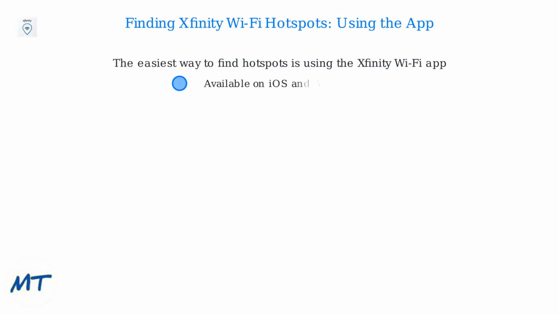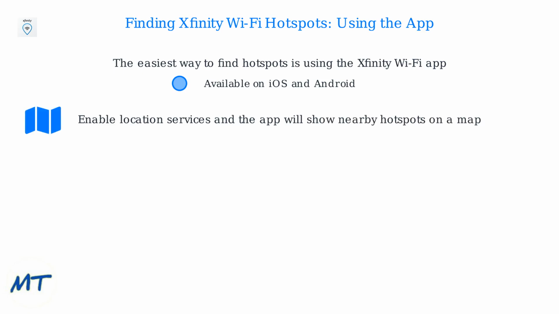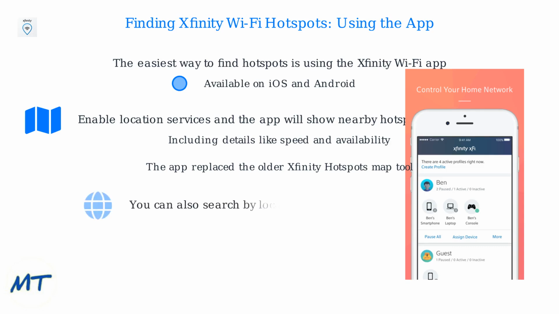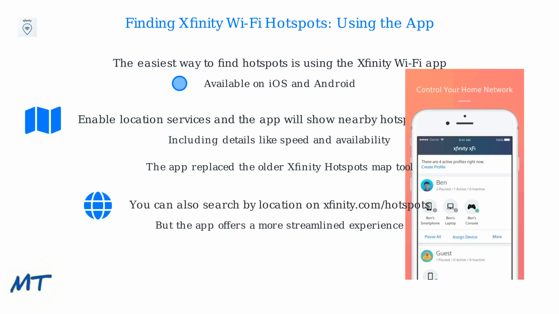The easiest way to find hotspots is using the Xfinity Wi-Fi app, available on iOS and Android. Enable location services, and the app will show nearby hotspots on a map, including details like speed and availability. The app replaced the older Xfinity Hotspots map tool. You can also search by location on xfinity.com/hotspots, but the app offers a more streamlined experience.